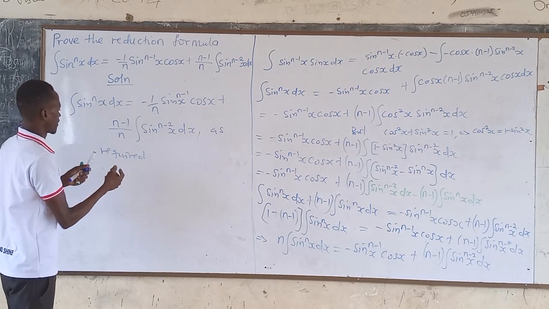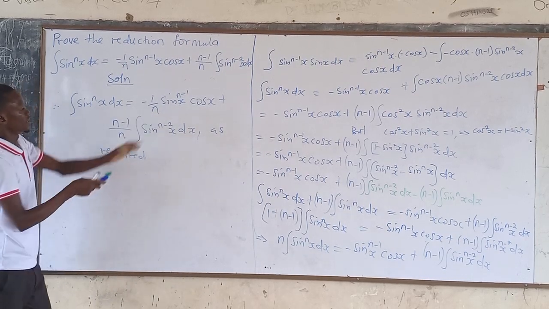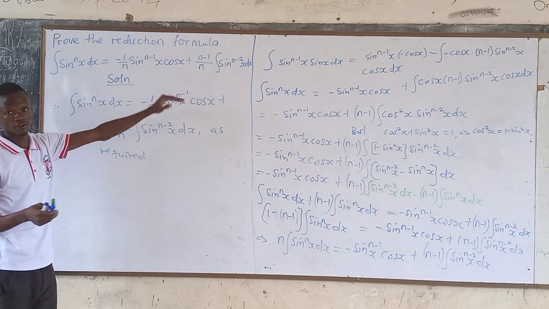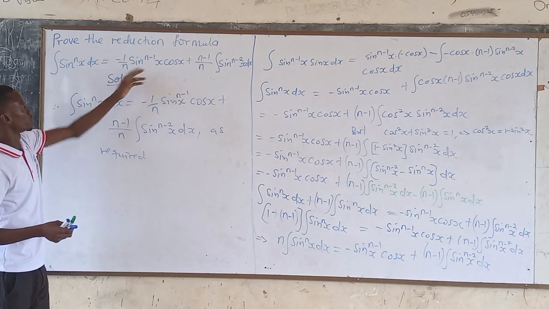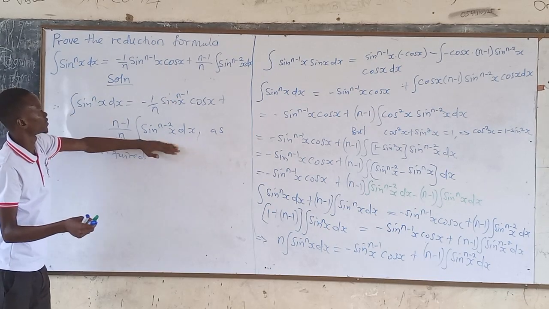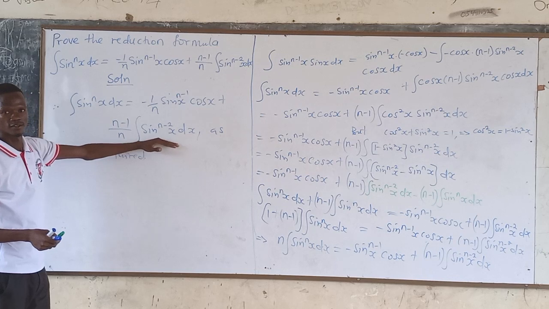So when you finally compare what we have obtained here with what has been given in the question, it is exactly what is required. And so we have proved the reduction formula that this one is equal to this.